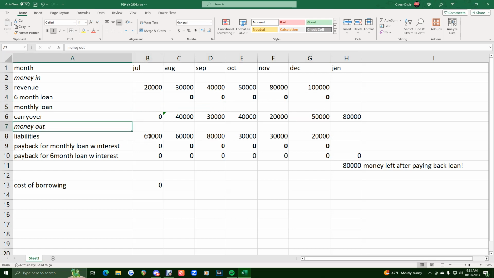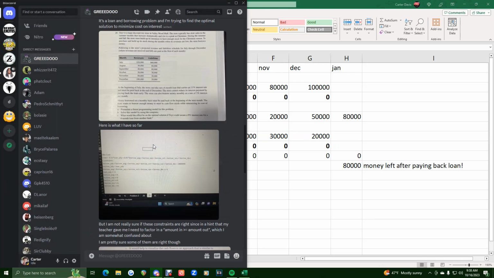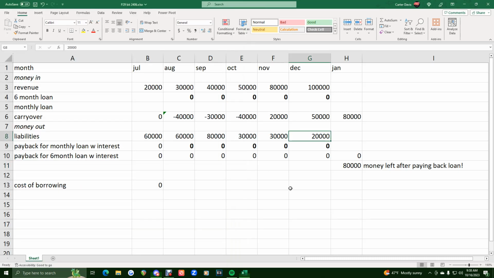So now money out, each month we have liabilities to pay. So 60,000, 60,000, 80,000, and so on and so forth. I think that's right. Yeah. Let me make sure that's right. For some reason, I thought it was like 40,000. No, that's right. Okay, we're good.